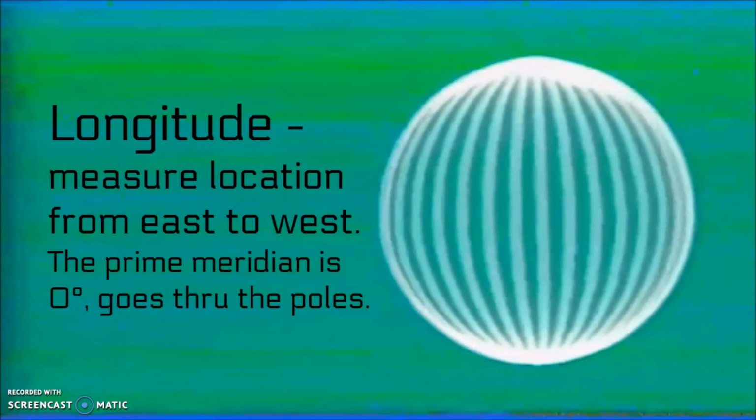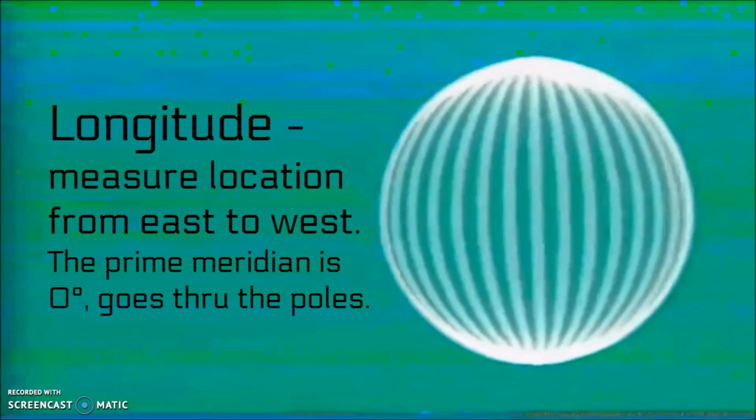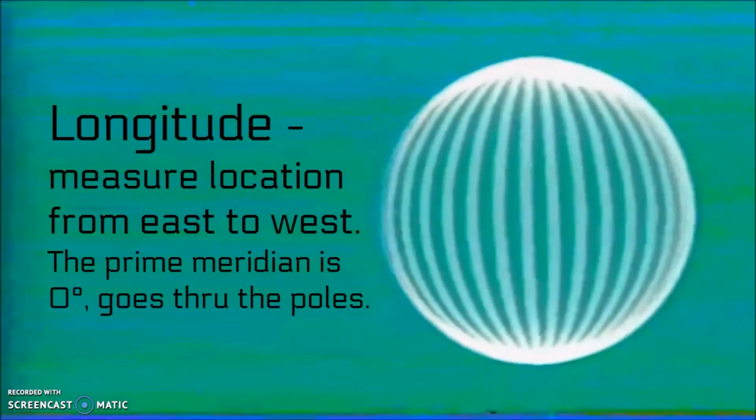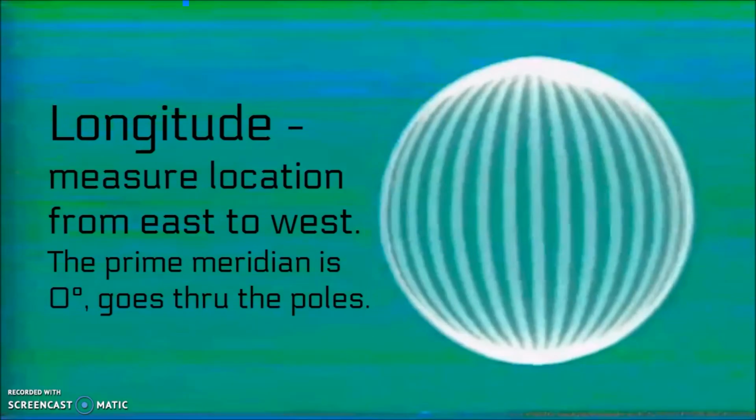And finally, we have longitude, which are the lines parallel to the prime meridian. They measure location from east to west. The prime meridian is 0, and as you go to the side, it's going to go up to 180, and the prime meridian is going to go from one pole down to the other pole.